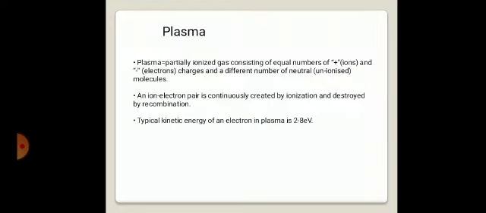Now third is the plasma. We will discuss the plasma. Plasma is a partially ionized gas consisting of an equal number of positive ions and electrons, and a different number of neutral molecules. An ion-electron pair is continuously created by ionization and destroyed by recombination. Typically the kinetic energy of the electrons in the plasma is 2 to 8 electron volts.